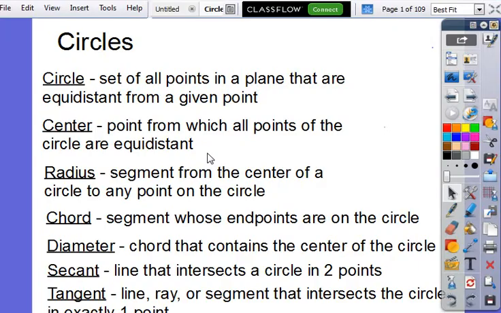All right, circles. Here are the definitions of things you need to know about circles in order to answer the questions and stuff we got to do. First of all, a circle: set of all points in a plane that are equidistant from a given point. What kind of plane is that talking about right there? Not one that flies. What does a plane mean in geometry?